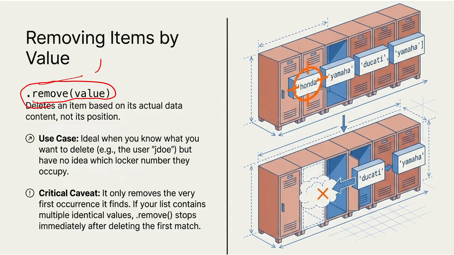So you will simply type your list, list dot remove, and you type the value, like suppose it is Honda. You have to simply type Honda over here. So how does the remove method work?